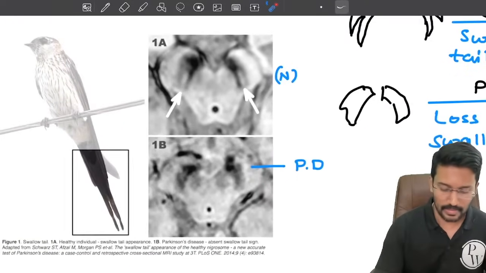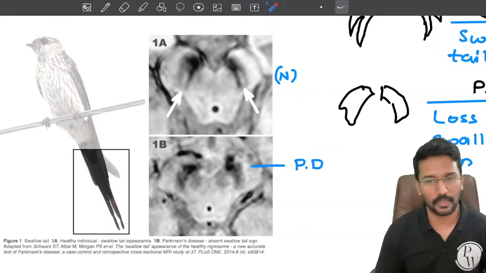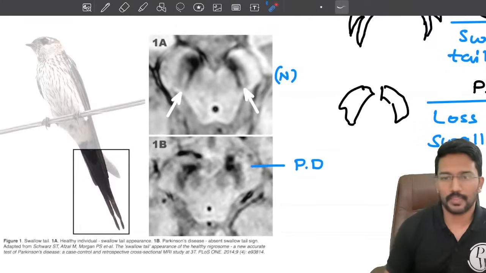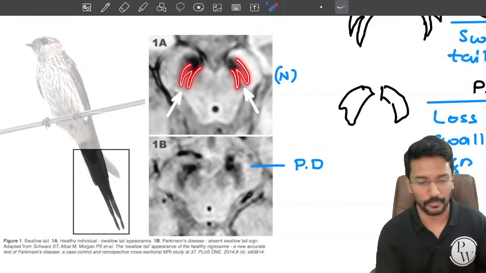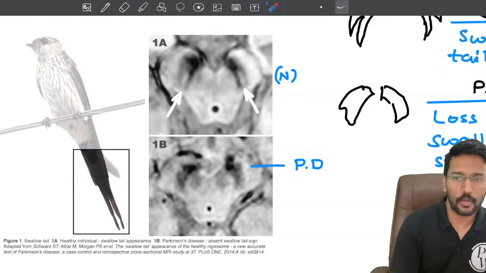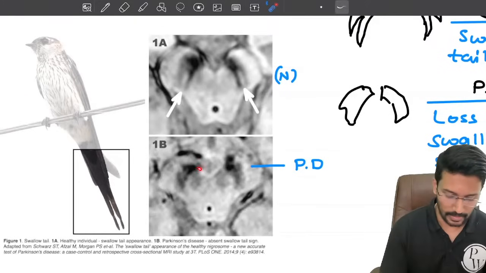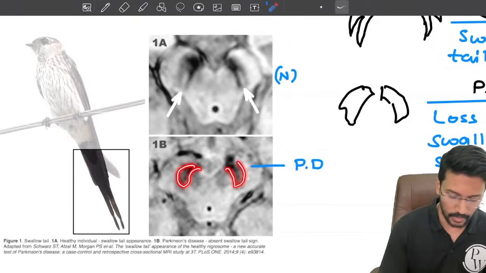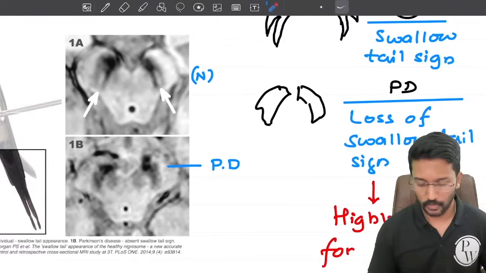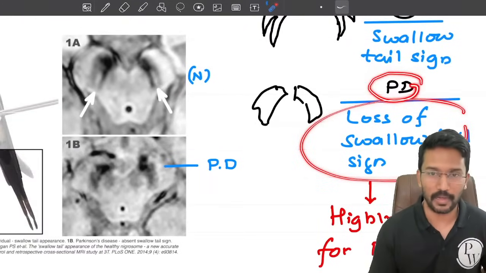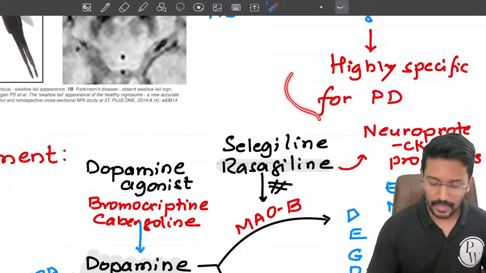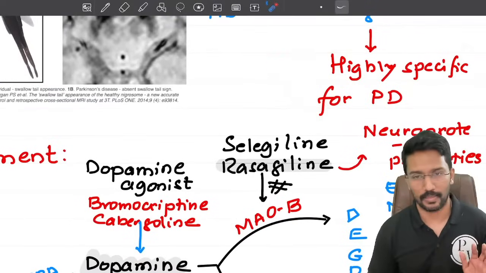In Parkinson disease, there is death of neurons in the substantia nigra. So there will be atrophy of the substantia nigra, and this bifid or two-pronged tail-like appearance will be gone. Once it is gone, it will be called loss of swallow tail sign, like you see here. There's only one, there are no two prongs to the tail. So this is what we call loss of swallow tail sign, which is seen in Parkinson disease, and this is highly specific for Parkinson disease.